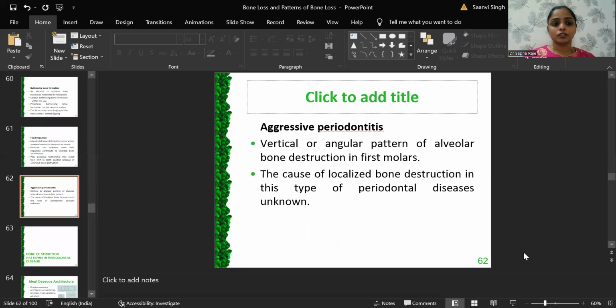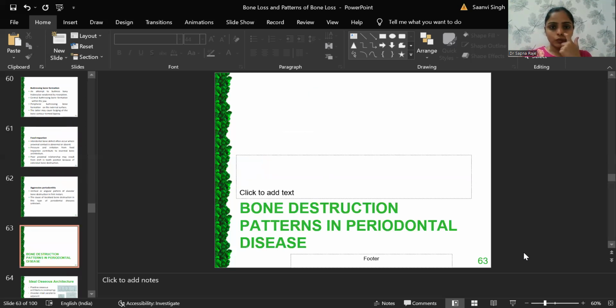Then aggressive periodontitis. Vertical or angular pattern of alveolar bone destruction in first molars. The cause of localized bone destruction in this type of periodontal disease, as it occurs in aggressive periodontitis, occurs in younger patients. So there is more loss of bone in comparison to the time. In less time, there is more bone destruction, which can be seen here.